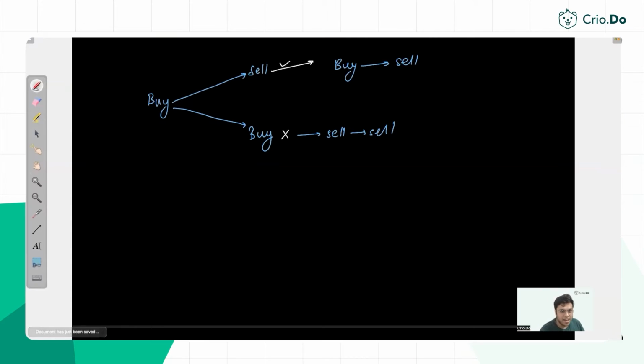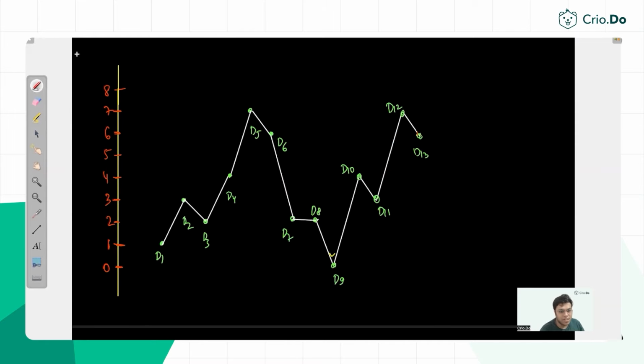Let's take another test case, which I have already drawn actually. This is a bigger array having almost, you can say, 13 days. And on each day, some price is given, like 1 on day 1, 3 on day 2, 2 on day 3, and so on. And we have to figure out what is the maximum profit which we can make.